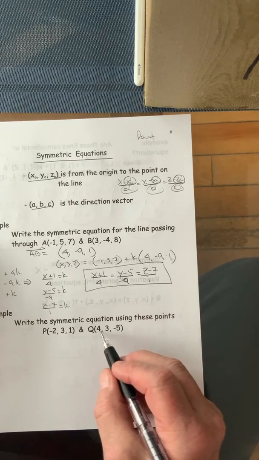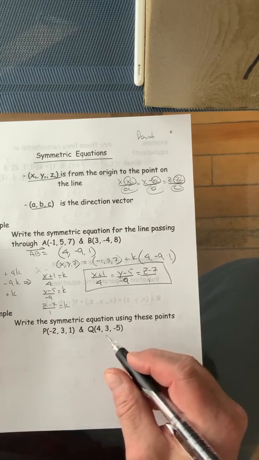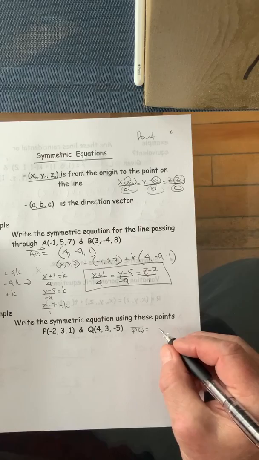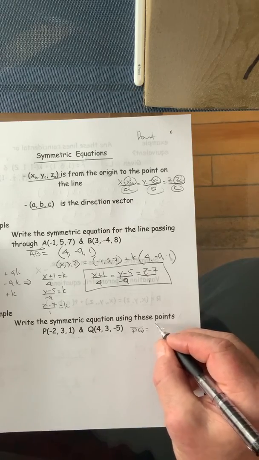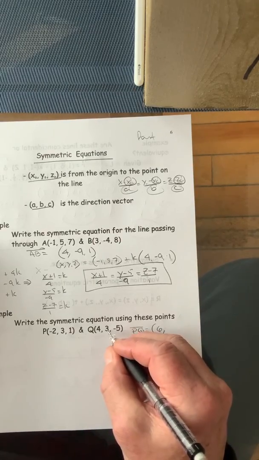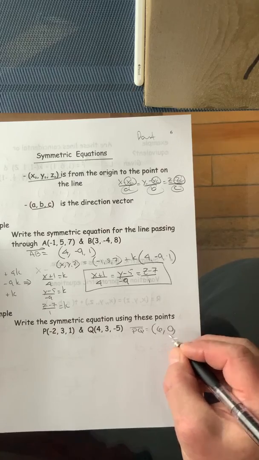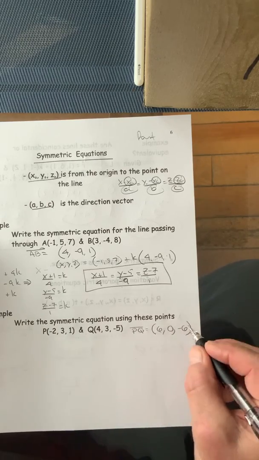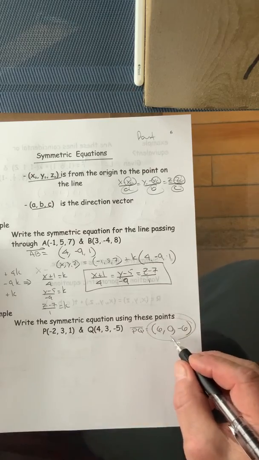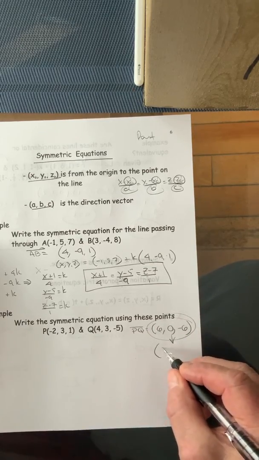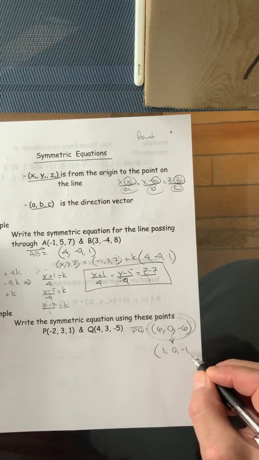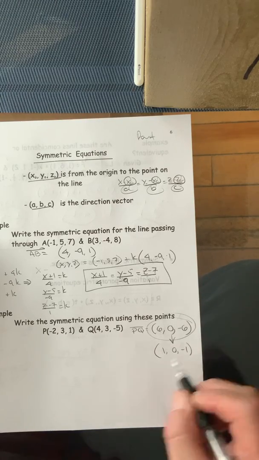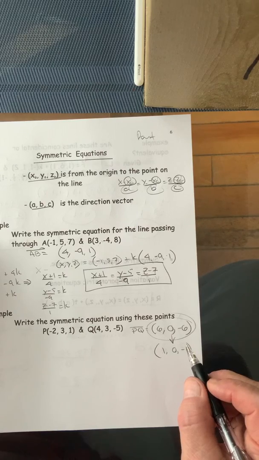So, if I do the same thing with this one, I'm going to get PQ. And I will get 4 minus negative 2, 6. 3 minus 3 is 0. Negative 5 minus 1 is negative 6. Now, another thing we should notice is we could reduce this one to 1, 0, negative 1, or negative 1, 0, 1. It's fine. All right.